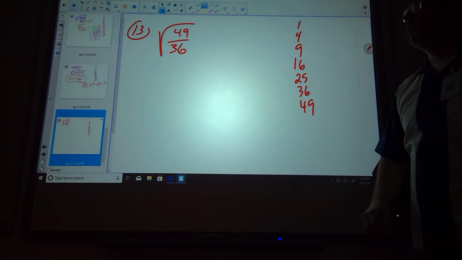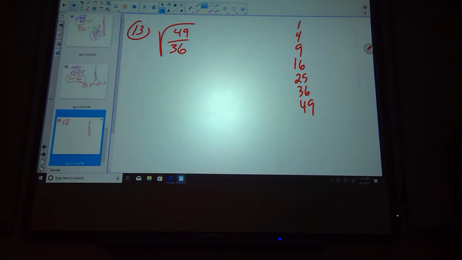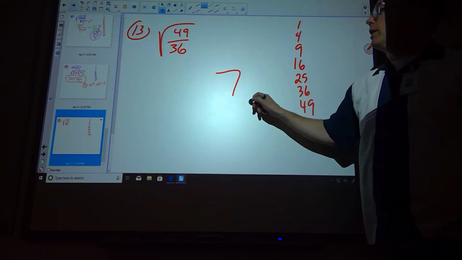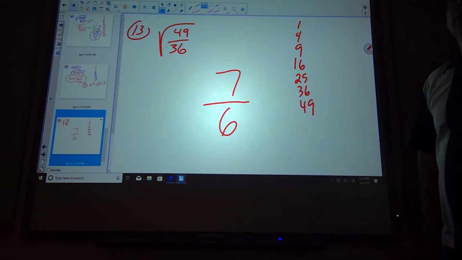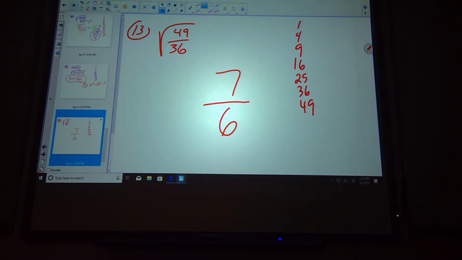That's as far as I need to go. What can you tell me about this one? They're both perfect squares. Very good. What's the square root of 49? 7. What's the square root of 36? Done. Notice I keep writing the perfect squares up there because I'm using it as a tool. And this one was nice because it's like, my two answers just showed up. That's kind of cool.